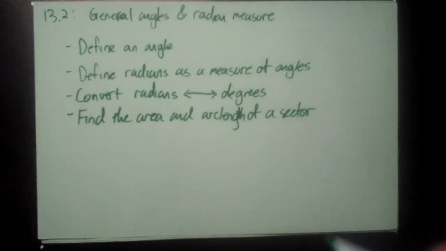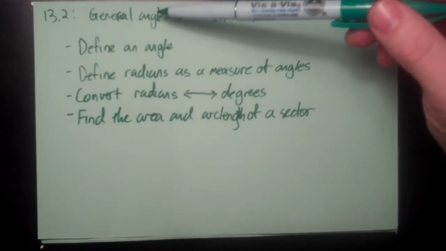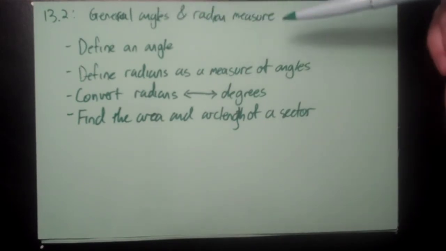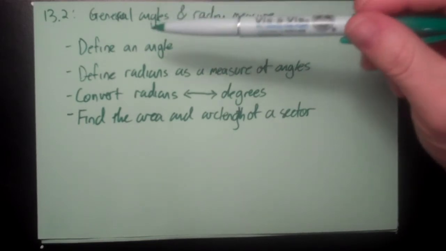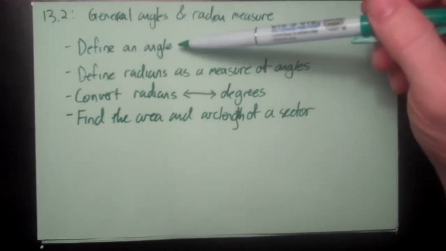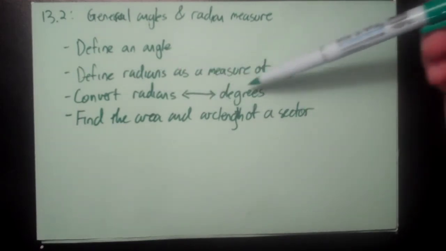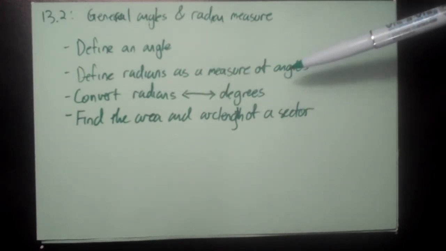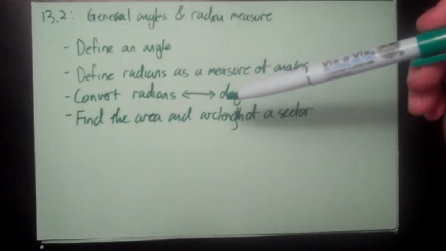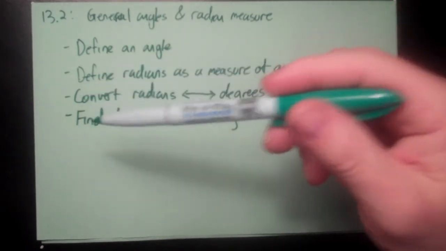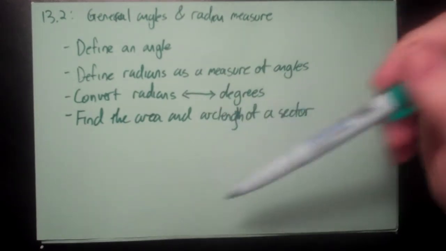13.2 now. Talking about general angles, and radian measure as a way to measure angles. We're going to define an angle very specifically. We're going to define radians as a way to measure angles, degrees being another way to measure angles. We're going to convert back and forth between radians and degrees, and then we're going to find the area and arc length of a sector, the sector being like a piece of pie of a circle.